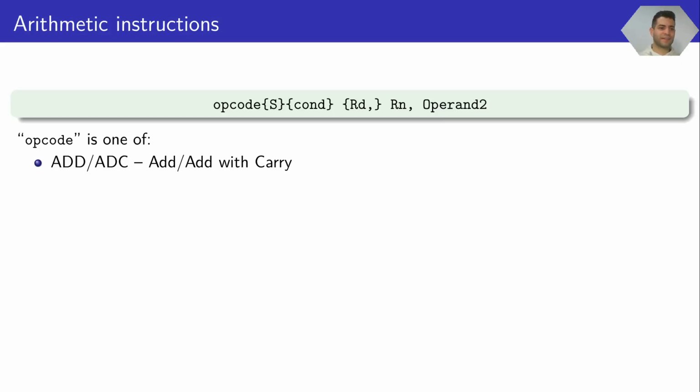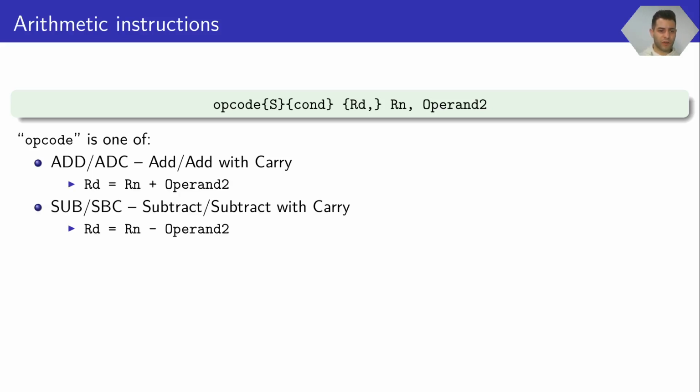We have the classical arithmetic instructions. We can add and we can subtract. The difference between adding or subtracting with carry, so between ADD and ADC, and SUB and SBC, is that we are performing the sum or the subtraction and we are also considering the carry bit. If the carry bit is set to 1, we are summing or subtracting 1. If it's set to 0, basically we are doing nothing.